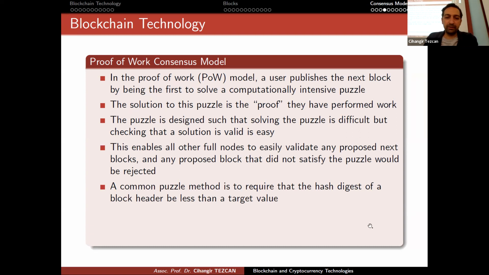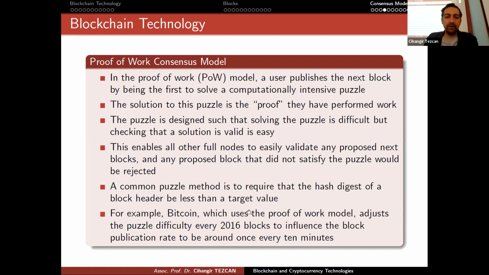A common puzzle method is to require that the hash digest of a block header be less than a target value. For example, Bitcoin, which uses the proof of work model, adjusts the puzzle difficulty every 2016 blocks to influence the block publication rate to be around once every 10 minutes. So our aim is to have a Bitcoin block every 10 minutes. So assume that we have a difficulty target. So really it takes around 10 minutes to solve this puzzle.